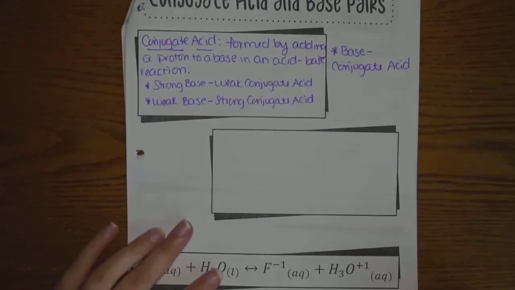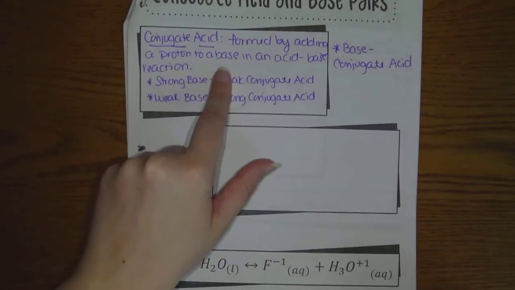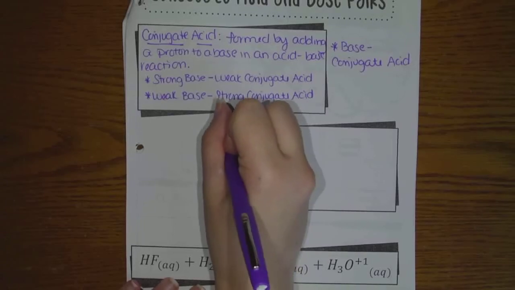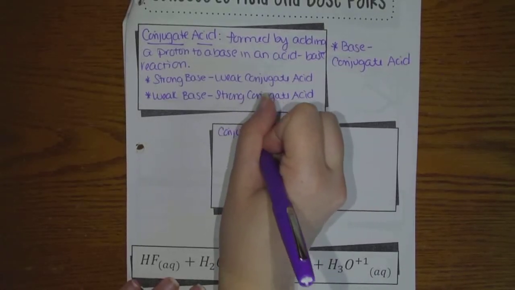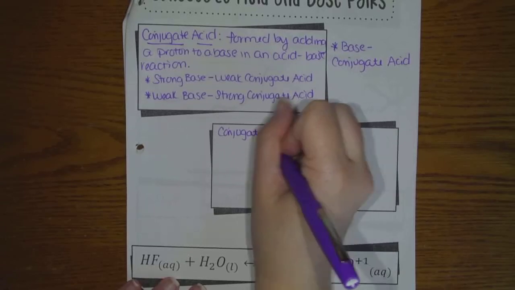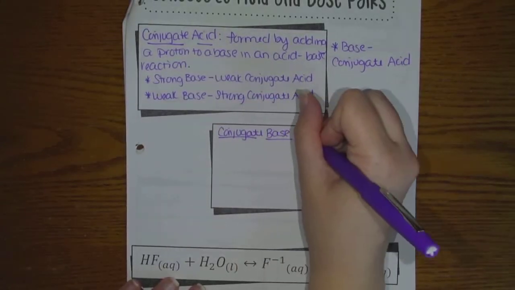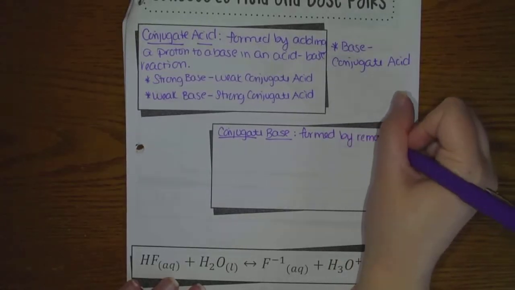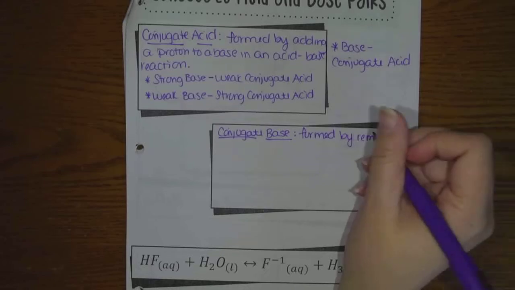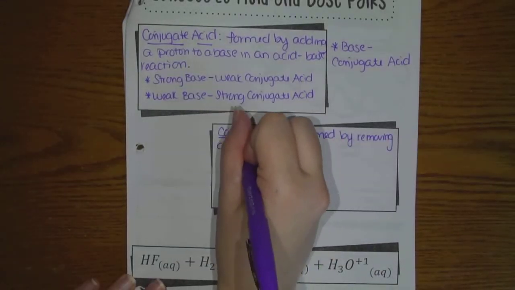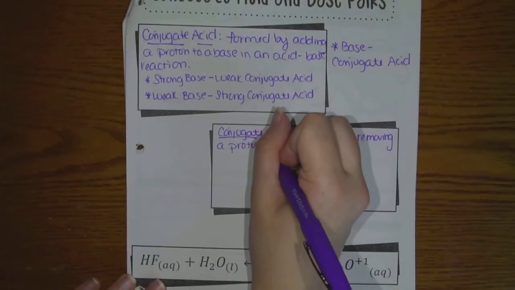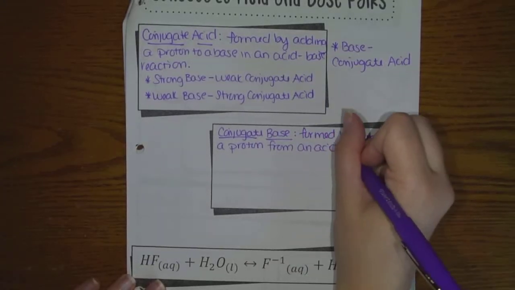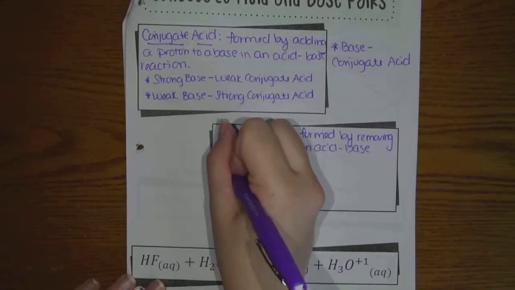Now if we're looking at a conjugate base, if we added a proton to a base, we have a base to conjugate acid. A conjugate base is going to be formed by removing a proton from an acid-base reaction.